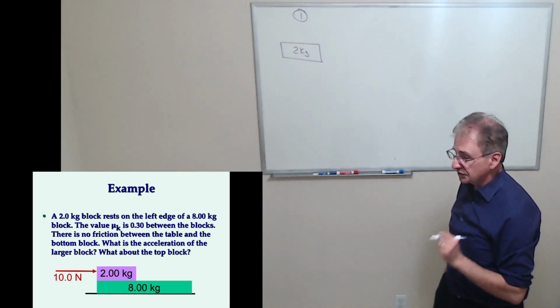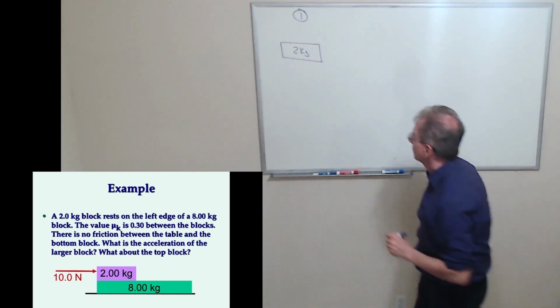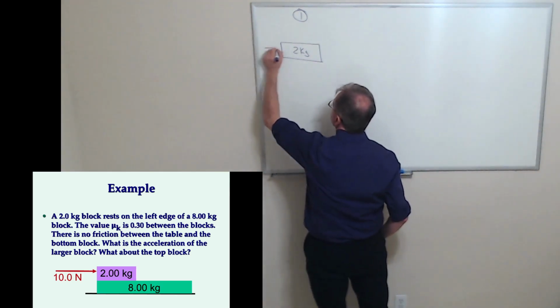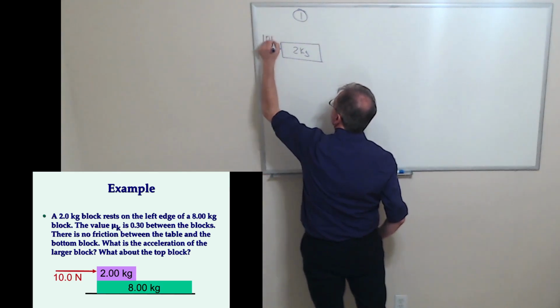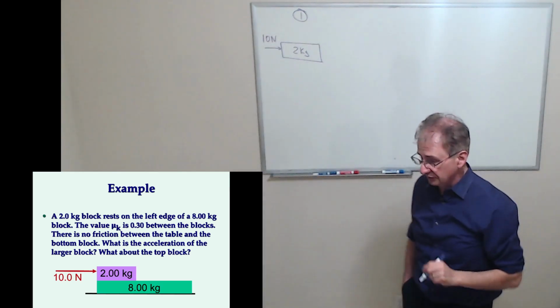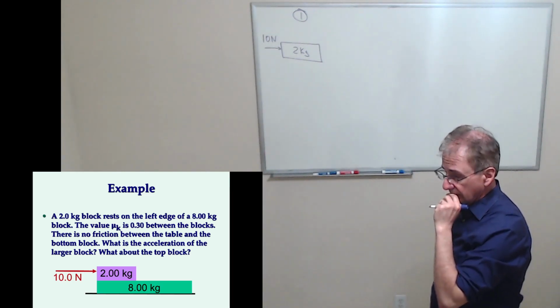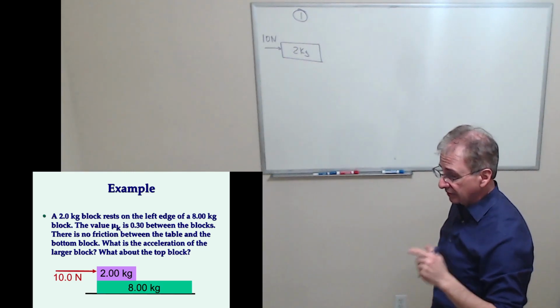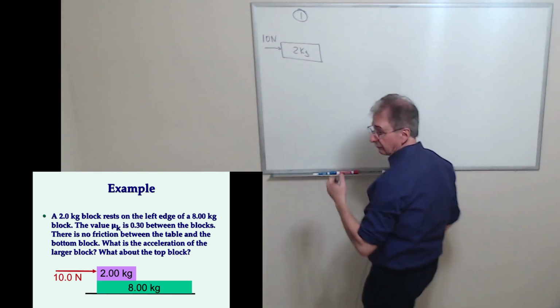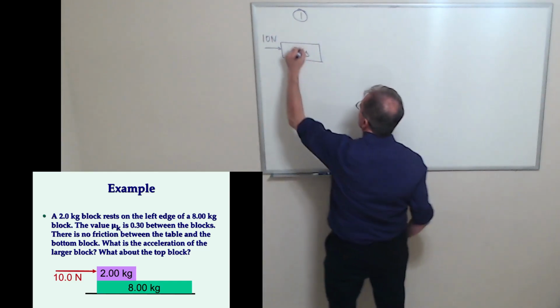Let's look at what's touching that object. Well, there's the 10 Newton force. Right? Anything touching the object exerts a force on it. So you have a 10 Newton force. You have a force that's holding that block up. The force that the bottom block exerts on the top block, that's a normal force. I'm going to call it N1.